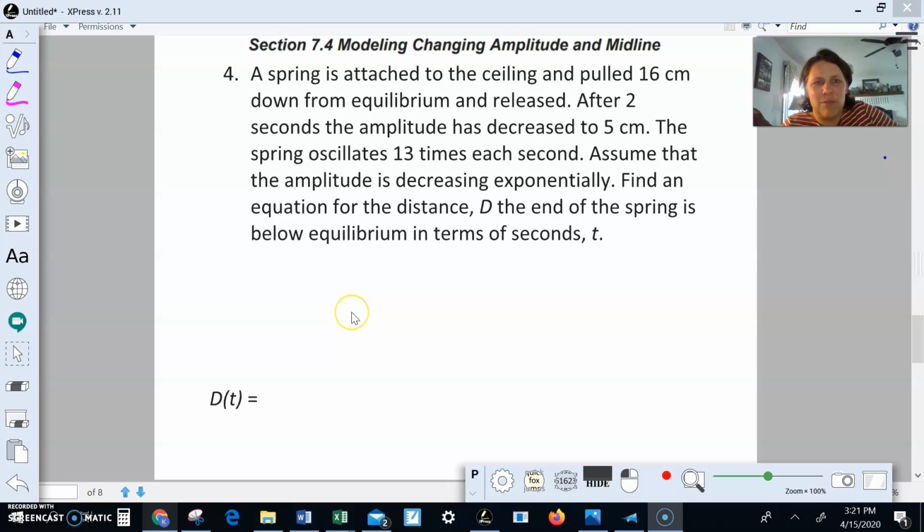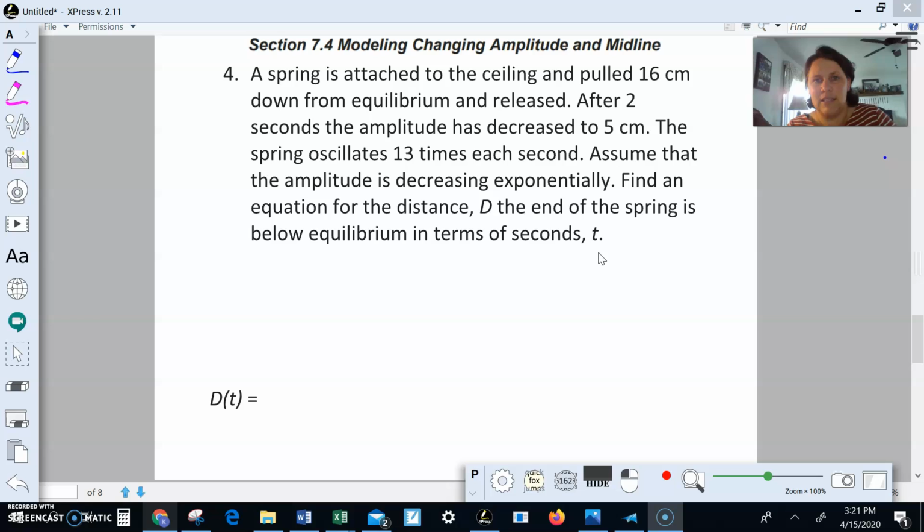Okay, so for example number 4, this is our first example with a spring. And so we have a spring is attached to the ceiling and pulled 16 centimeters down from equilibrium and released. After 2 seconds, the amplitude was decreased to 5 centimeters. The spring oscillates 13 times each second. Assume that the amplitude is decreasing exponentially. Find an equation for the distance d the end of the spring is below equilibrium in terms of seconds t.